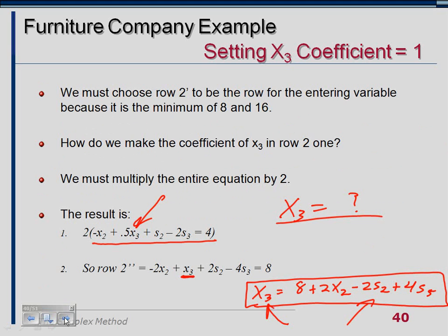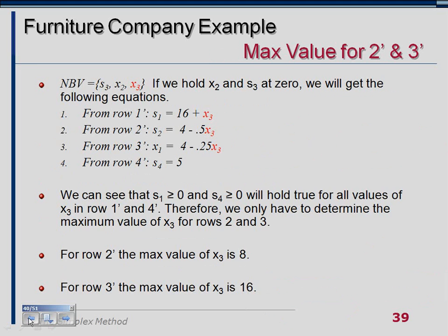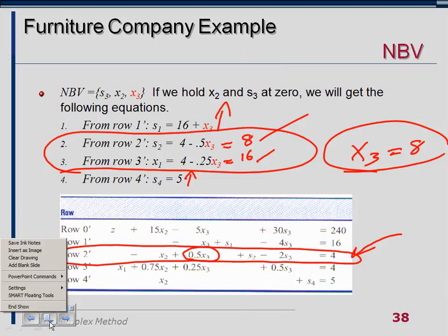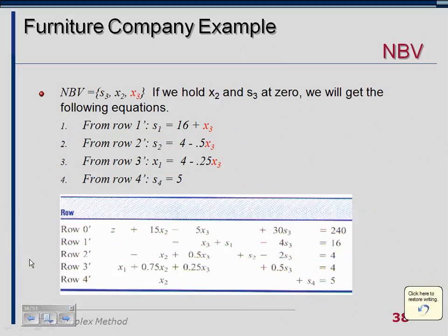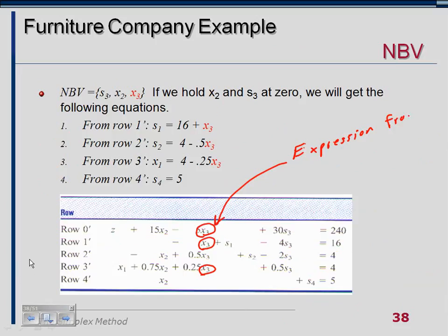I can go back to my original table that I had set up, and every time I see an x3, all I do is plug in the expression from row 2 prime. Everyone understand why I do that? It's just like when you're solving simultaneous equations using the substitution method. Clear? We're good on this, right? Now, how do we do this?